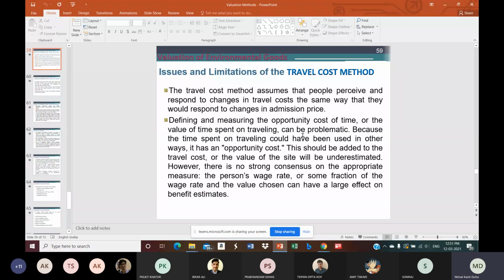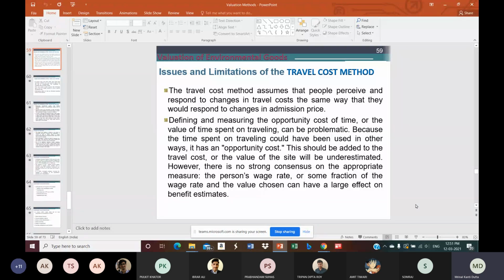So another issue is defining and measuring the opportunity cost of time, or the value of time spent on traveling. The way it is being carried out can be problematic at times. Some of the people point it out like that. Normally, as we have mentioned, the time spent on traveling has an opportunity cost.